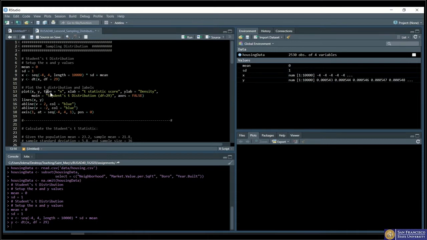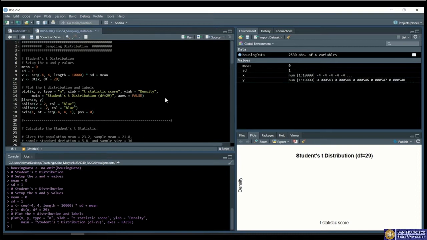And this time we're going to use a line, right, to demonstrate the distribution. And we have the x label, which is the t statistic score. The y label will be the density of the distribution. And the title will be student t distribution with degree of freedom 29. So let's see how it looks.